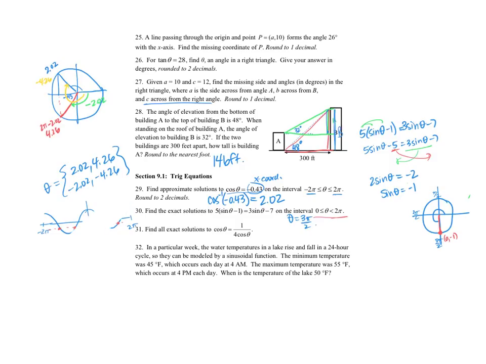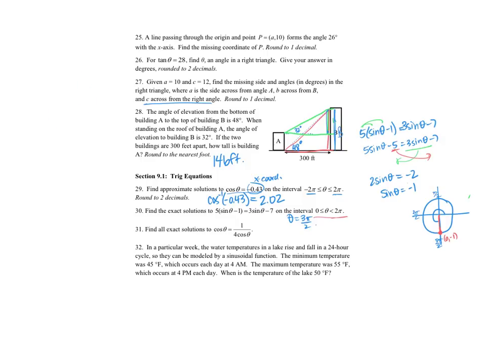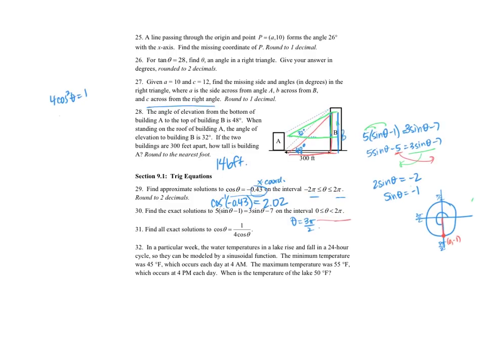For the next one, it says find all exact solutions to this thing here. So let's spend a little time with some algebra on this. Cosine theta is equal to 1 over 4 cosine theta. So I can multiply both sides by 4 cosine theta, and I'll get 4 cosine squared theta equals 1, and I can divide the whole thing by 4, so I'll get cosine squared theta equals 1/4, and then I can square root both sides. I'll get cosine theta is equal to plus or minus, when I do the square root of 1/4, that's 1/2.